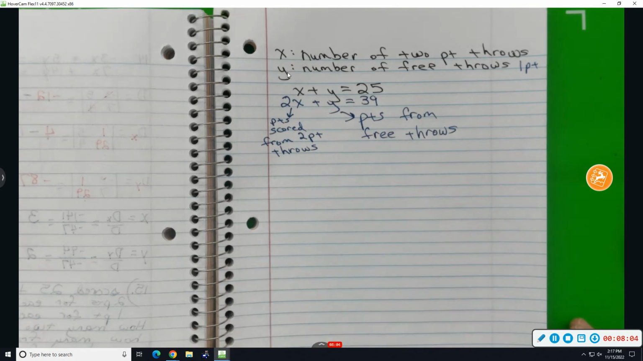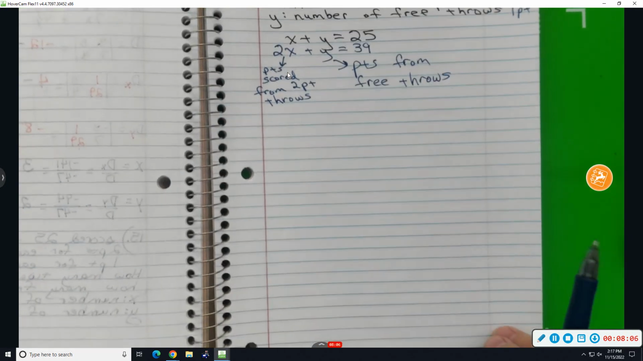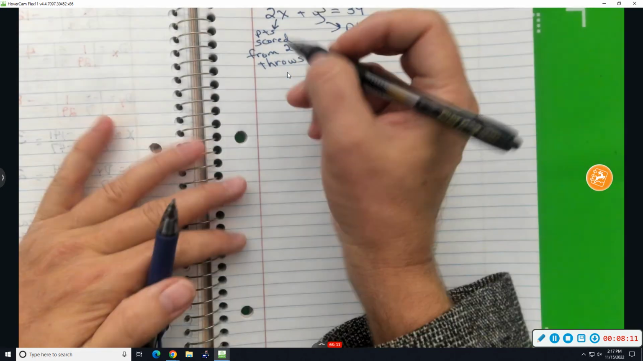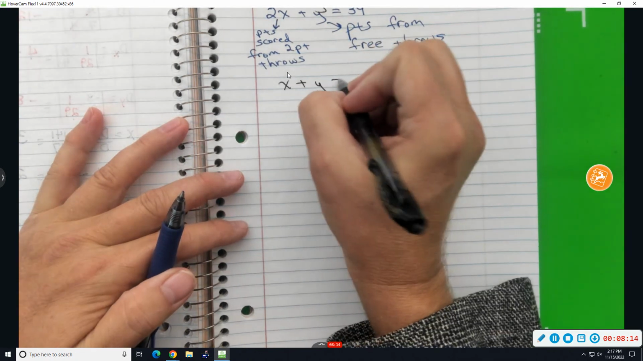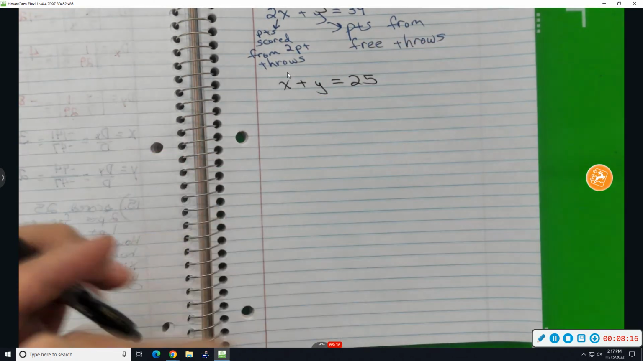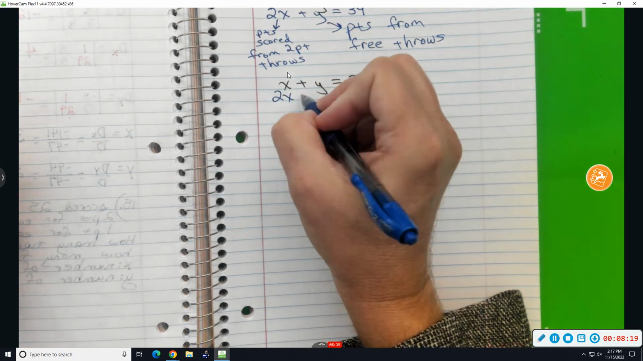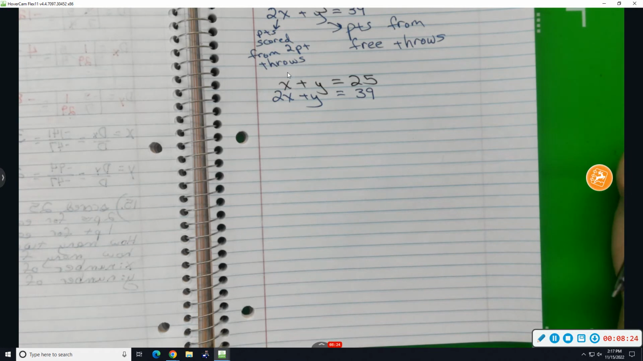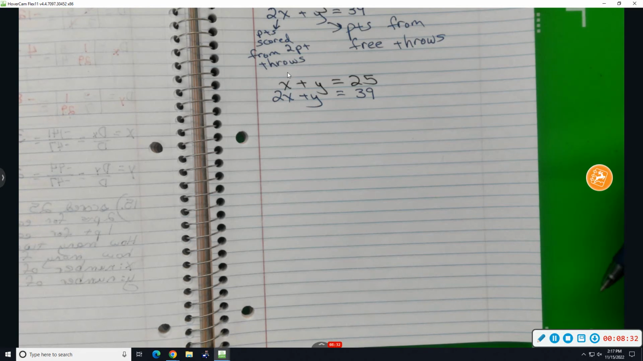I think I'm going to recopy that system right now without all the little parenthetical remarks that I made there. So it's X plus Y equals 25. And the other one is 2X plus Y is equal to 39. We could use either elimination or substitution. I suppose we could use Cramer's rule, but that seems like using a chainsaw to cut butter. I think elimination or substitution would be the easiest.